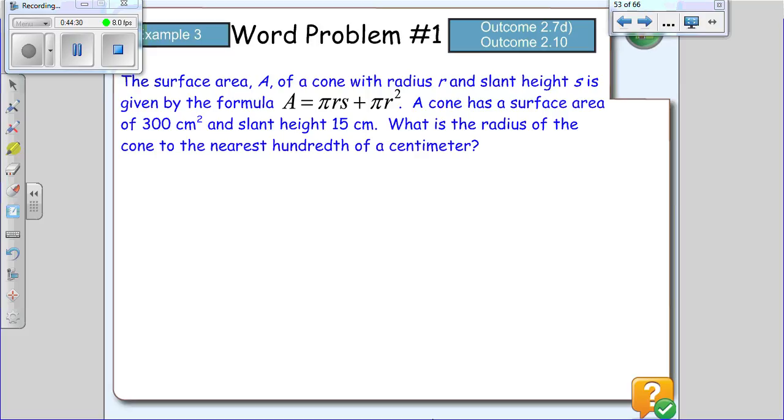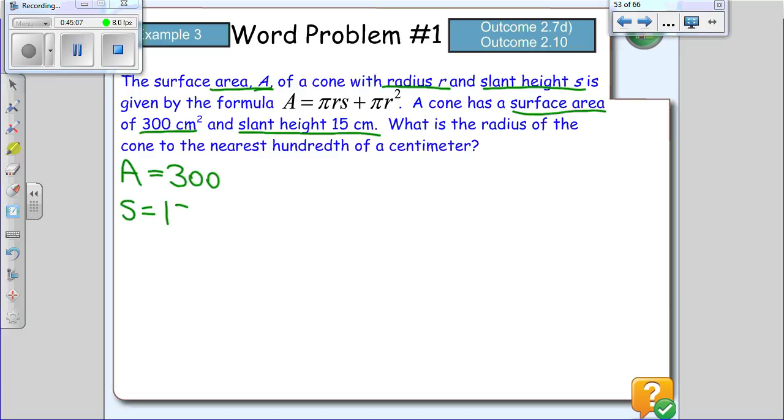The cone has a surface area of 300 centimeters squared, so A equals 300. I drop the units. I think the units just make things more confusing. So I say A equals 300. And a slant height of 15 centimeters. Well, that means S equals 15. What is the radius? So what is the radius? What does R equal? Question.